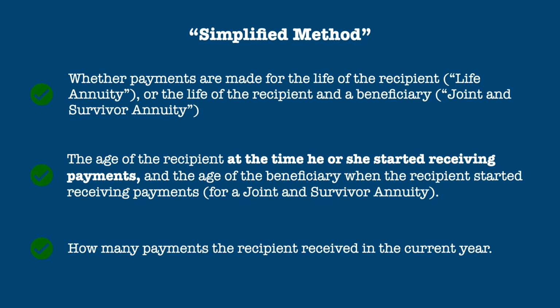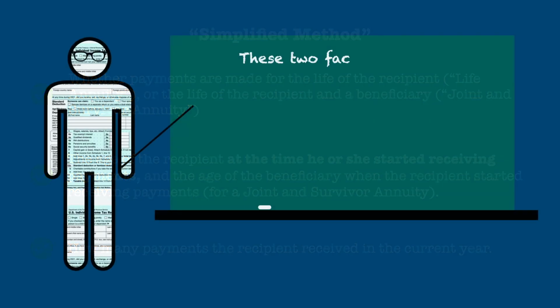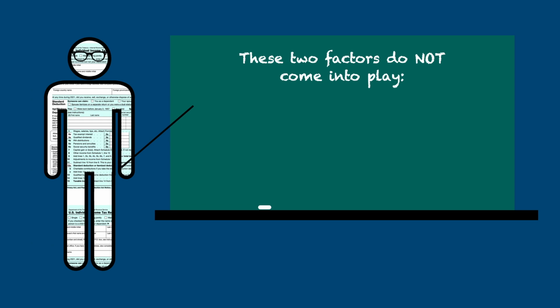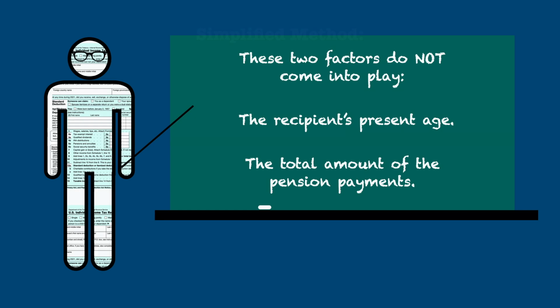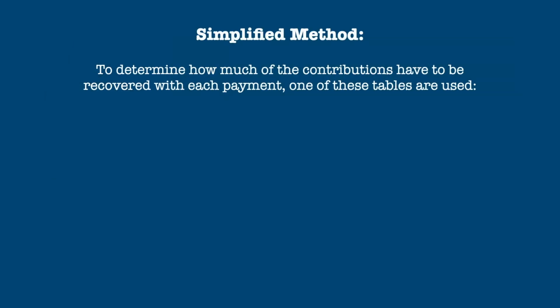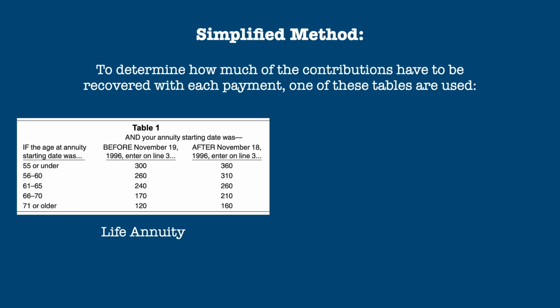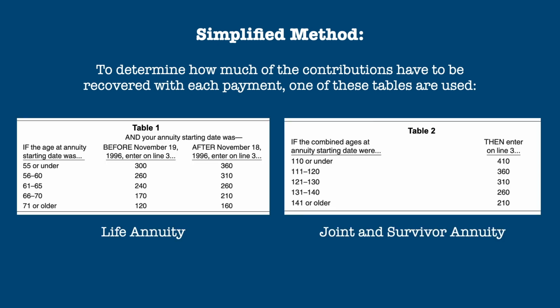And 3. How many payments the recipient received in the current year. Notice that 2 factors do not come into play: the recipient's present age and the total amount of the pension payments. To determine how much of the contributions have to be recovered for each monthly payment, one of 2 tables are used. Table 1 is used for life annuities, and Table 2 is used for joint and survivor annuities.